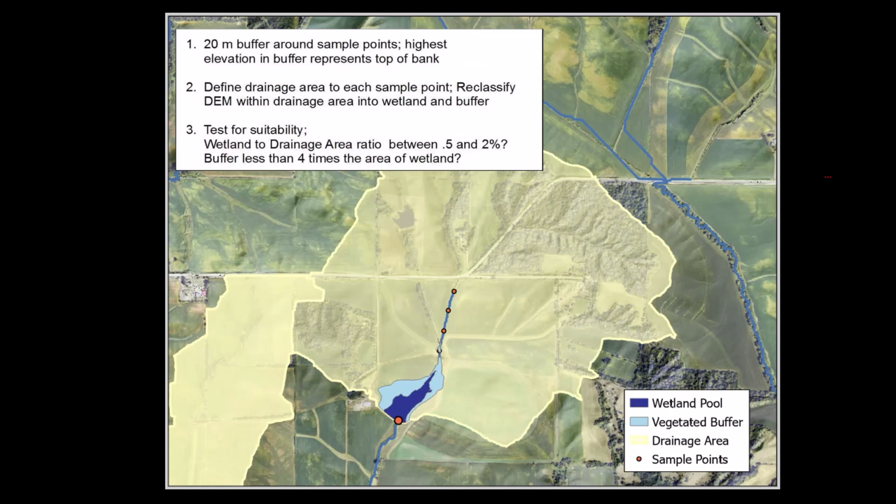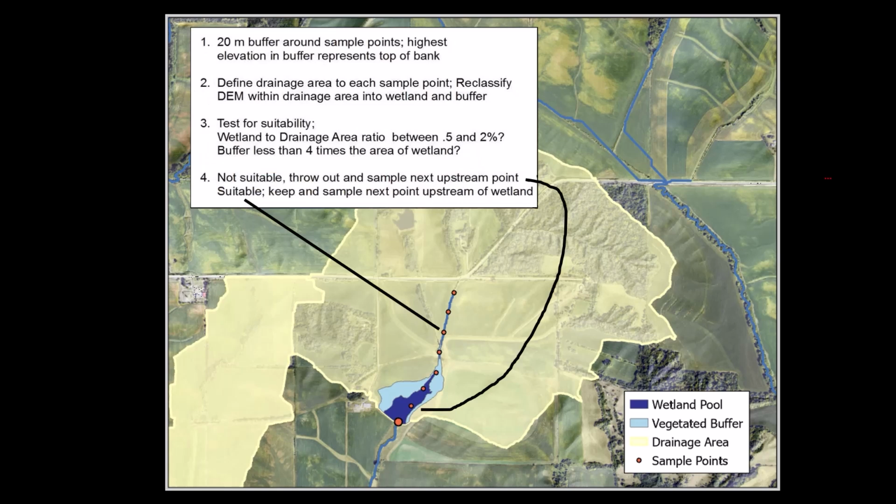The second step is to define the drainage area to each sample point. Within that drainage area, the DEM will be reclassified to show the wetland pool and then the wetland buffer. We then need to test the site for suitability. We'll have to make sure that the wetland to drainage area ratio is still between 1/2 to 2%, and that the buffer is less than 4 times the area of the wetland.